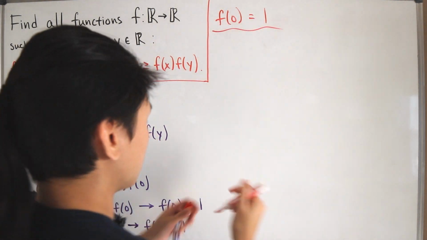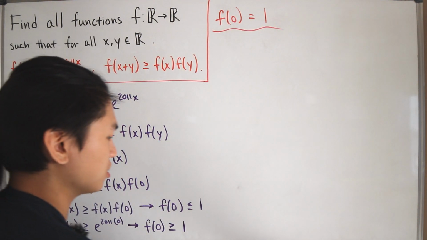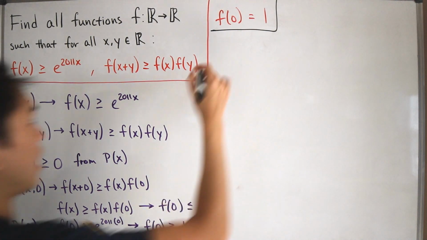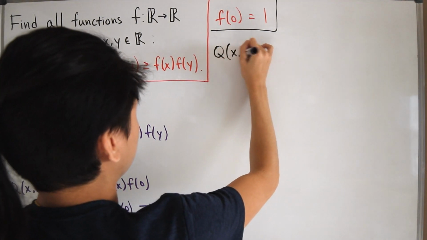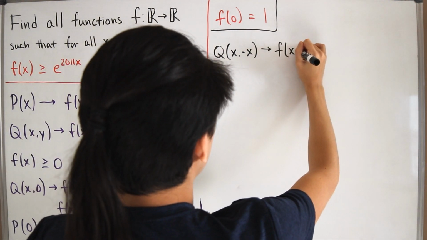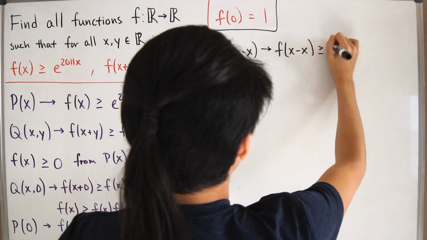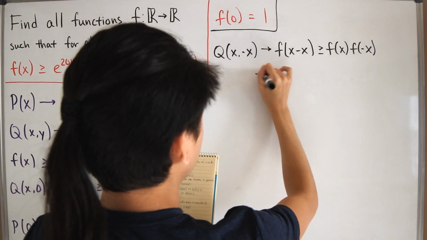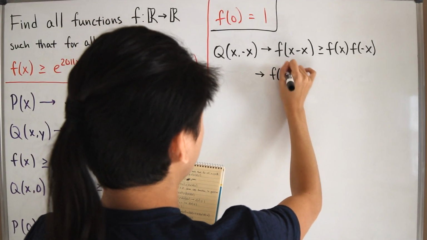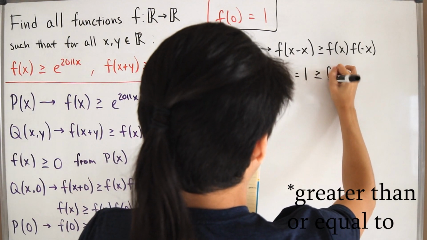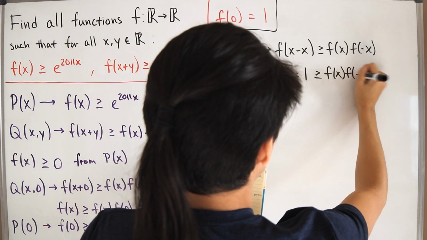So let's denote this important observation that we made. Now to continue forward, going back to our Q(x, y) statement, let's suppose that we let y equal negative x. So Q(x, -x). If I plug this back in, that means f(x + (-x)) is greater than or equal to f(x) times f(-x). In other words, that's the same thing as f(0), which we just said was equal to 1, is less than or equal to f(x) times f(-x).